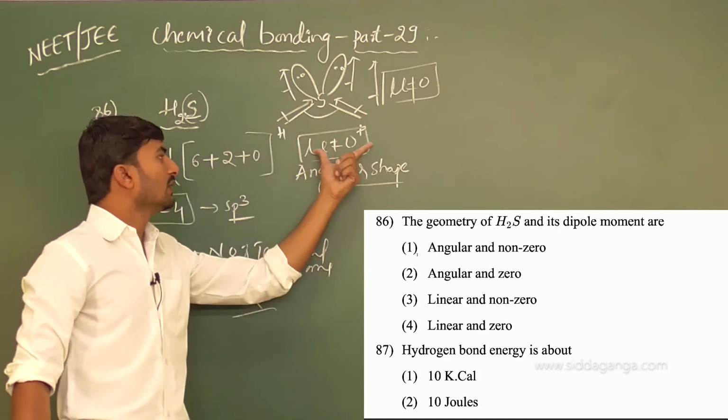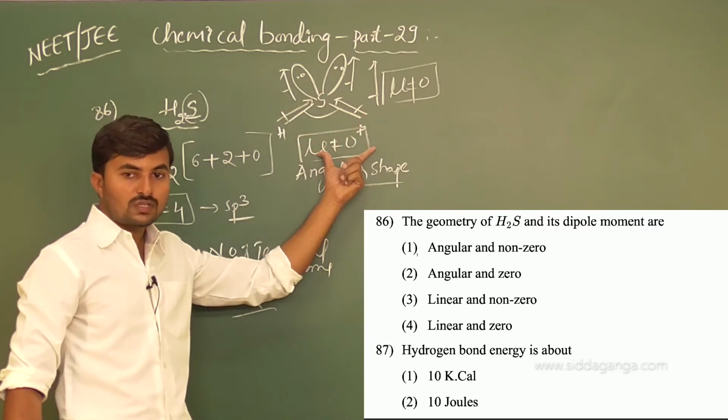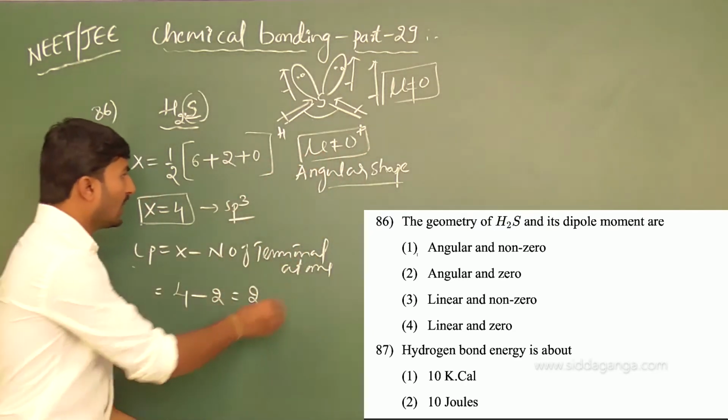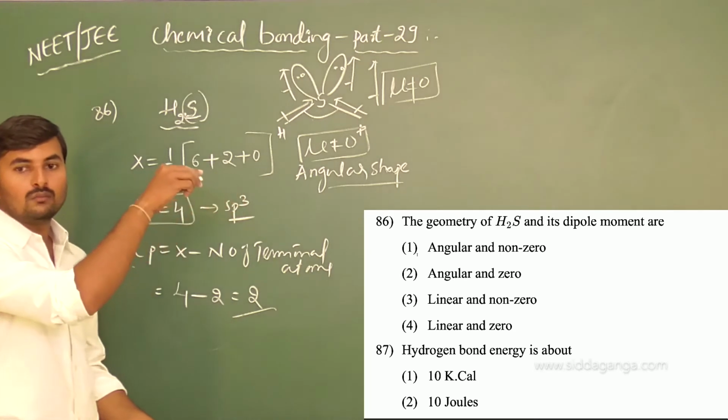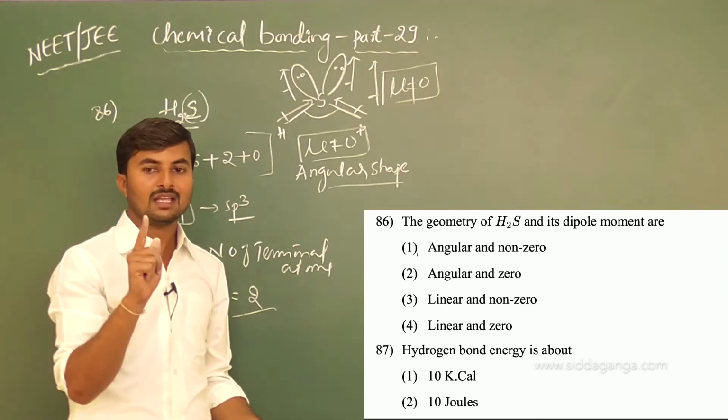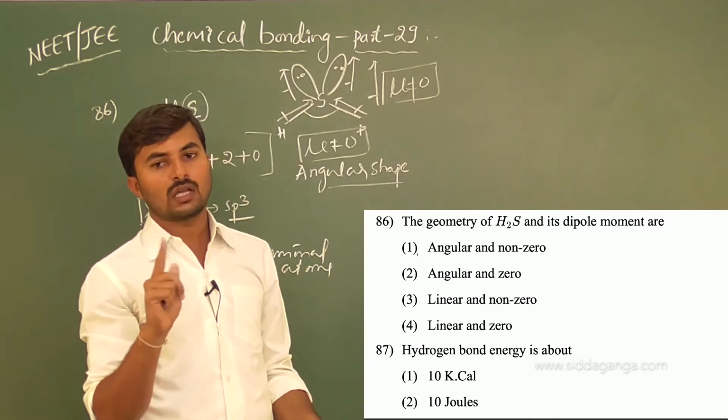That means the dipole moment is not equal to 0 here. Okay, so which is the correct option here? It is having angular geometry along with mu not equal to 0. Option 1 will be the correct option, that is angular and non-zero dipole moment.